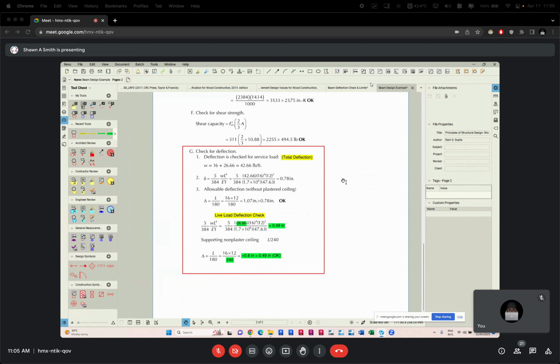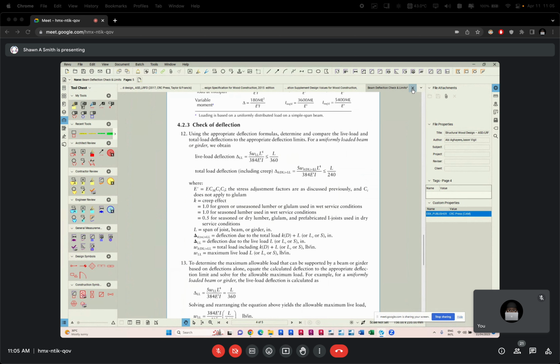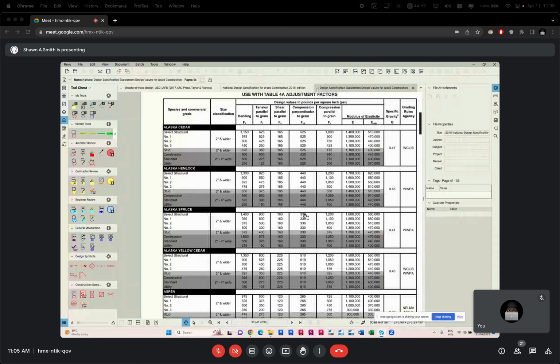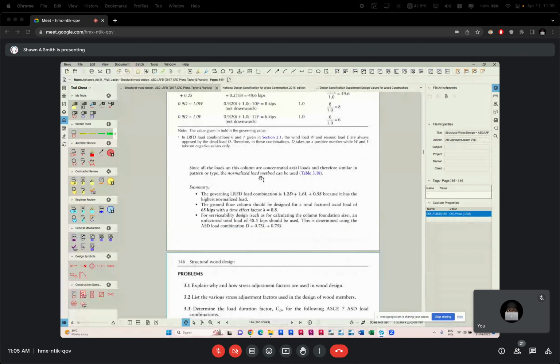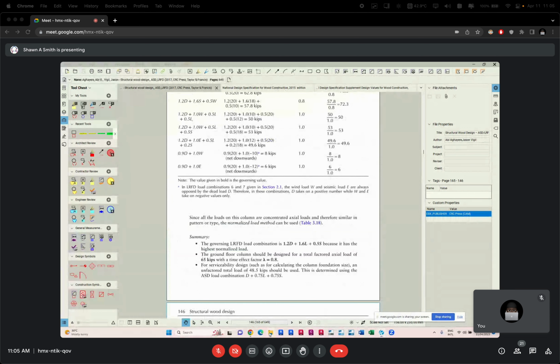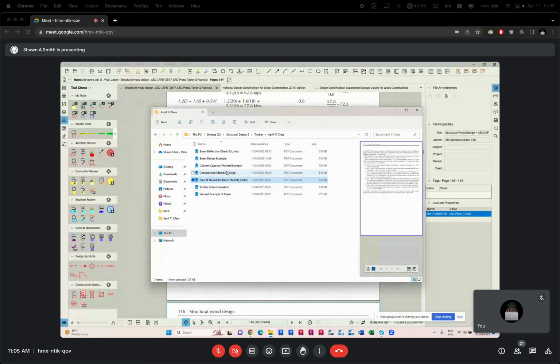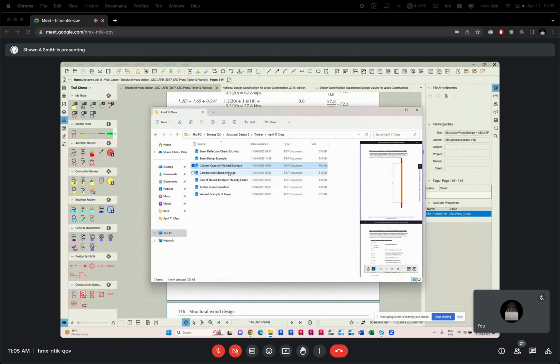All right. So I'm going to close out all these. So we'll finish with beam deflection. Save that. We're going to keep that open, because we need them. Okay, fine. Now we're going to be looking at columns. So we look at the column worked example, and compression member.